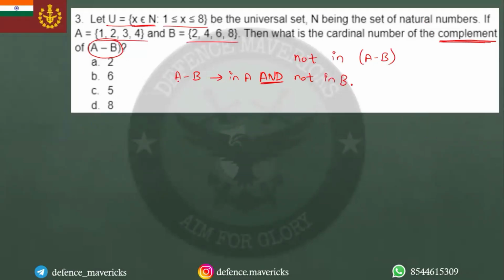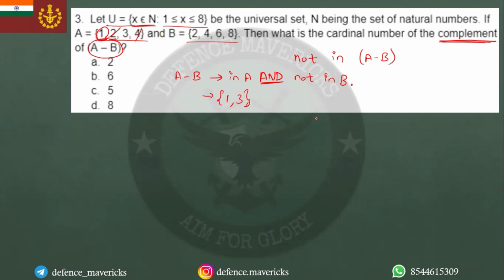Okay. So what are the elements which are there in A but not in B? So 1, if you check 1, 1 is not there in B. So you can say okay, 1 आएगा. Then 2, 2 is there in B. So 2 we will strike out. 3, 3 is also not there in B. Then 4, 4 is there. So we'll strike out. Okay. So this is your A minus B.